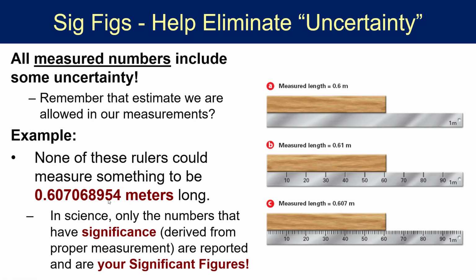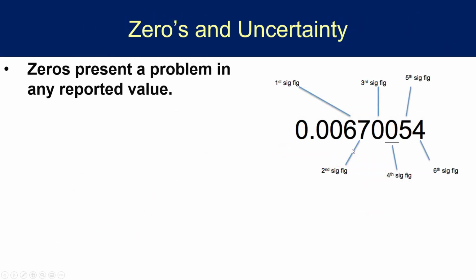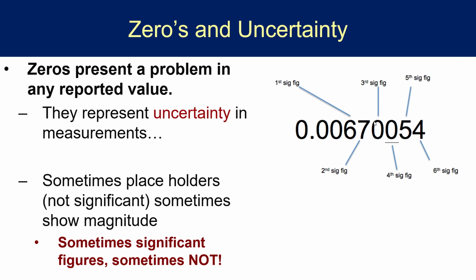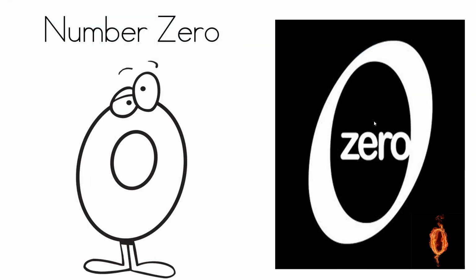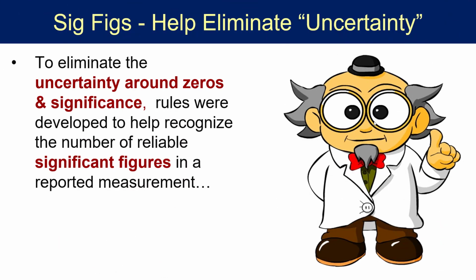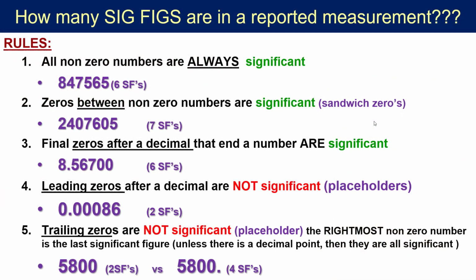So let's dive in. We saw in this number that zeros present a slight problem, that sometimes they're significant and sometimes they are not. So they are going to represent some level of uncertainty in our measurements. Sometimes they're going to be placeholders, sometimes they are going to simply show magnitude, sometimes they're significant, and sometimes they are not. The zero is our problem child. Hello, Mr. Zero. To eliminate any uncertainty that you may have with how many numbers to report and how many numbers are significant, there have been rules that have been developed. Stop the video now, pause it, and copy these down, and then we're going to go through each one of these and explain what they mean.